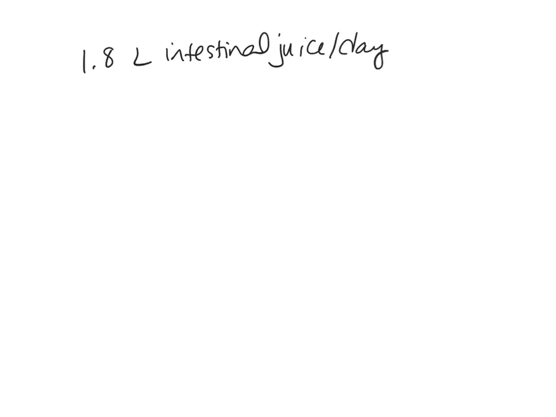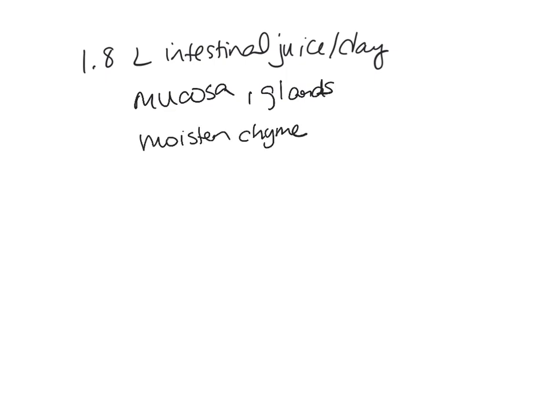The fluid in the intestinal juice comes from the mucosa through osmosis, and it also comes from the glands through secretion. The intestinal juice helps to moisten the chyme, and it helps to buffer acids, and it just keeps all those nutrients and enzymes in solution.